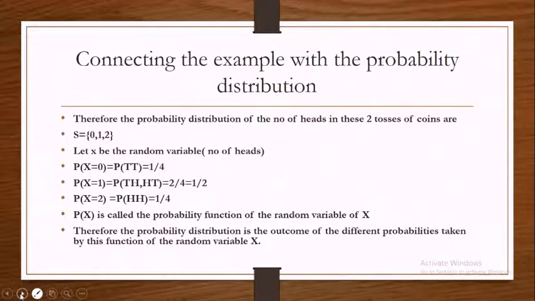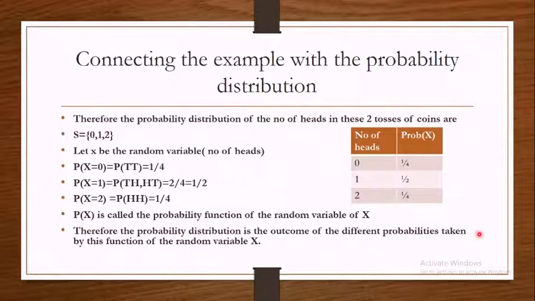And now, this I have only written in words, right? So here I'm going to give a table. This table is a table for the probability distribution. As you can see there, the probability distribution is the outcome of different probabilities. So the second column is the different probabilities, which were taken by the function of the random variable X when X was given certain values.